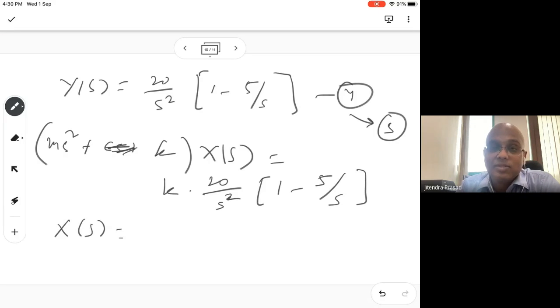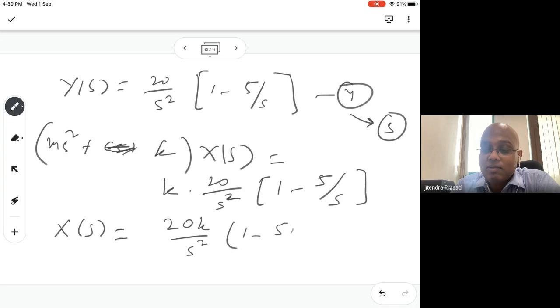So X(s) equals... also, the natural frequency of the system omega n is given, and we determine the maximum relative displacement. So we have to find out X(s) basically. So X(s) is equal to 20k over s² (1 minus 5 over s) and 1 over (ms²/k + 1). So this is what we get.